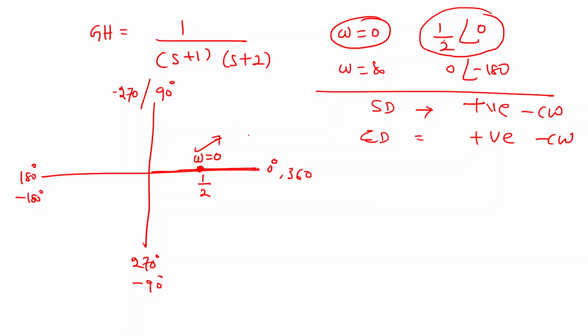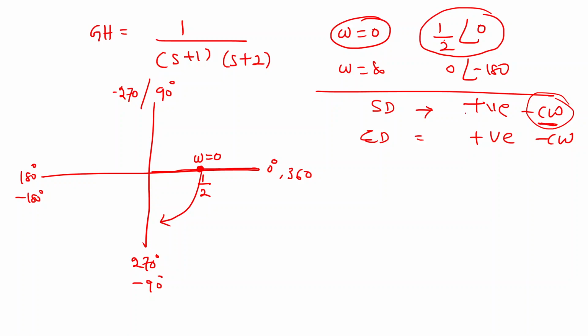Now you have to move from omega equal to 0 to infinity. The starting direction is positive, so clockwise. Clockwise means you have to move in the clockwise direction. There are two possibilities here: either you can move anti-clockwise in this direction, or clockwise. But your starting direction is clockwise, so you have to move clockwise, forget about the anti-clockwise direction. Now you are moving in this direction.